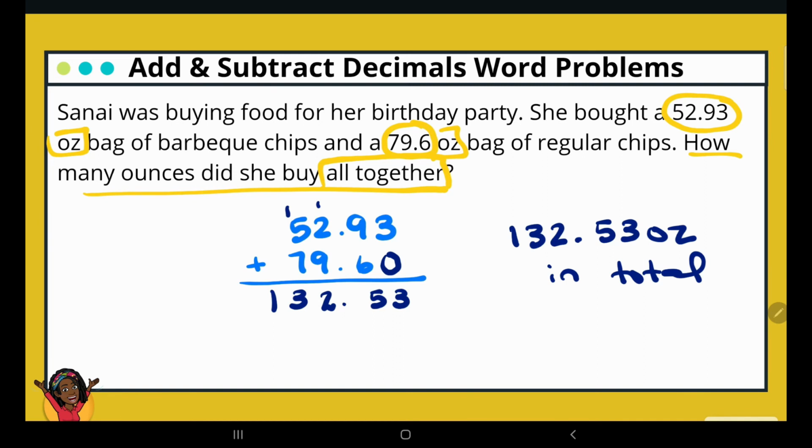If you are uncertain about your answer, perform a check. It does not hurt. It will literally take you maybe 30 seconds to do your check. So 52.93 when rounded is 53. 79.6 when rounded is 80. 53 plus 80 is 133, and therefore 132.53 is in the correct range. All right. So always perform a check when in doubt, or even if you're not in doubt, just to make sure that your work is indeed correct, perform a check.